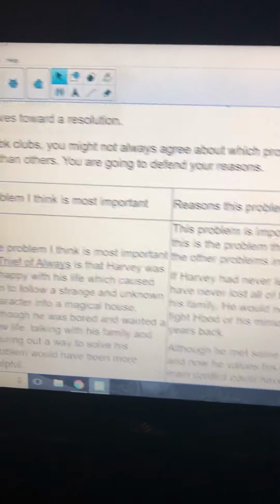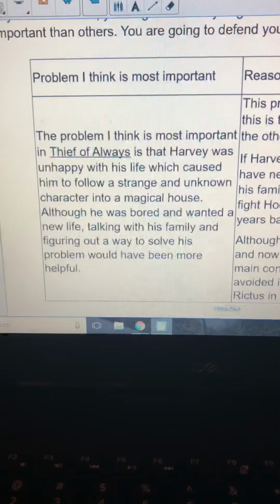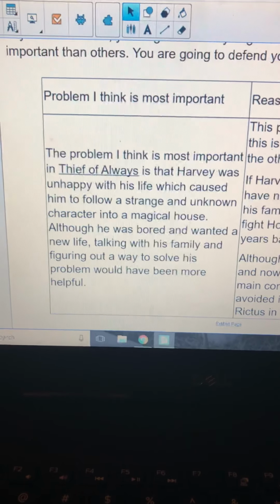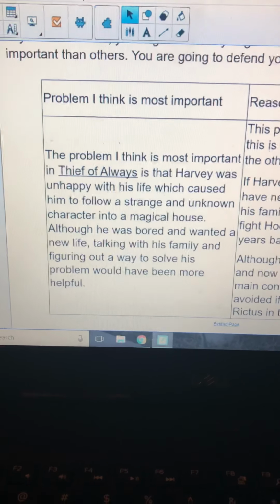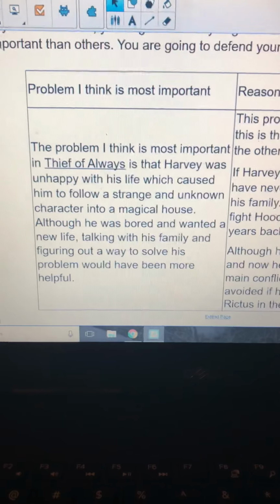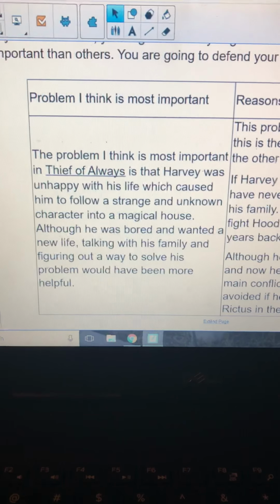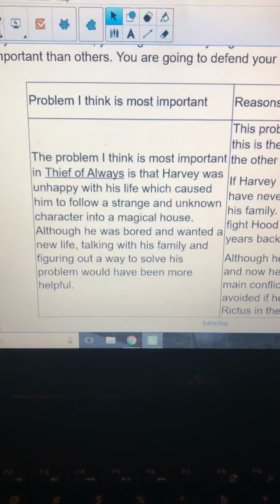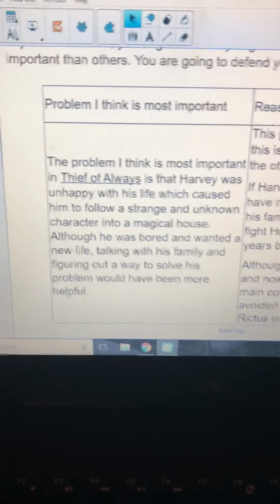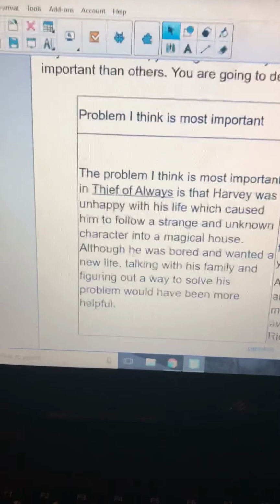And again, I'm still using Thief of Always, and I'm going to read you mine. So my left side says, the problem I think is most important in Thief of Always is that Harvey wasn't happy with his life, which caused him to follow a strange and unknown character into a magical house. Although he was bored and wanted a new life, talking with his family and figuring out a way to solve his problem would have been more helpful. Because think about it, to me, his boredom caused everything else in this book.